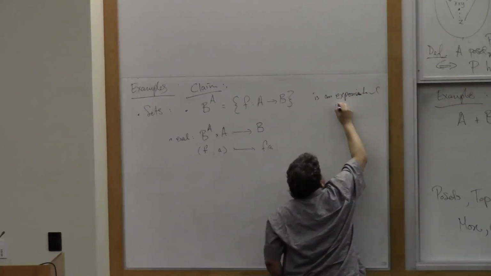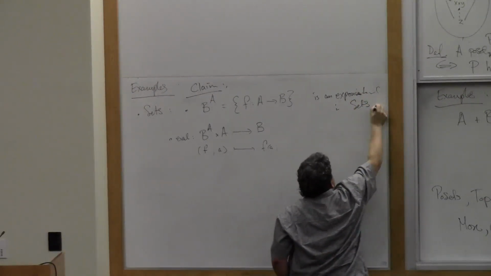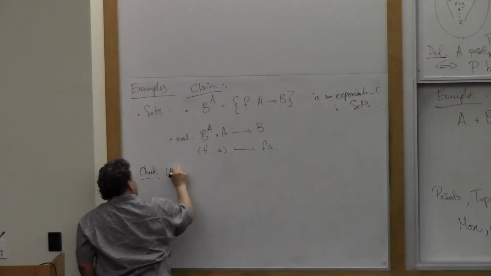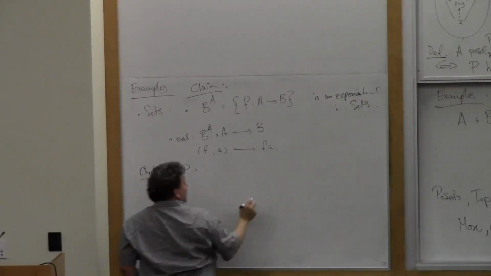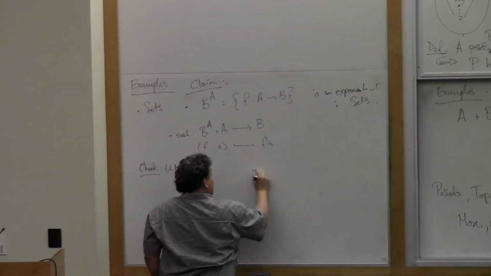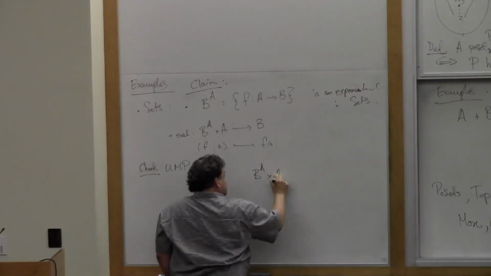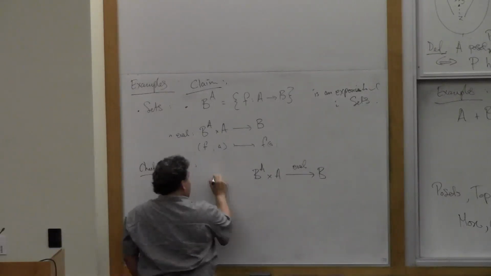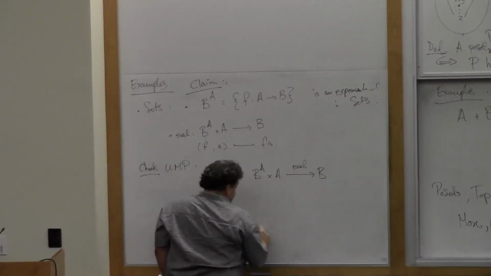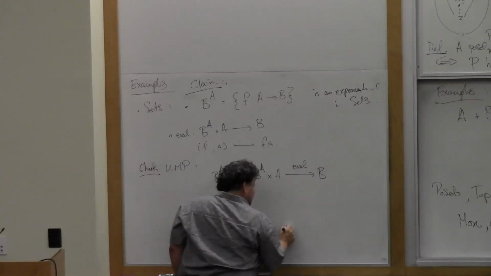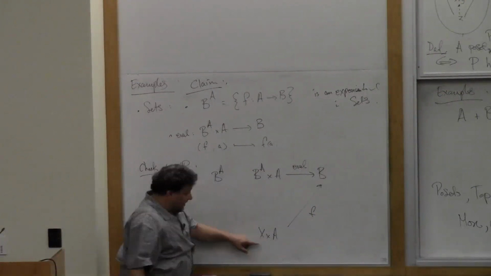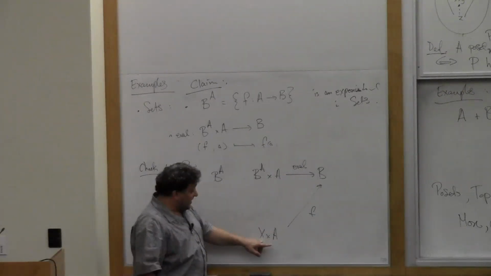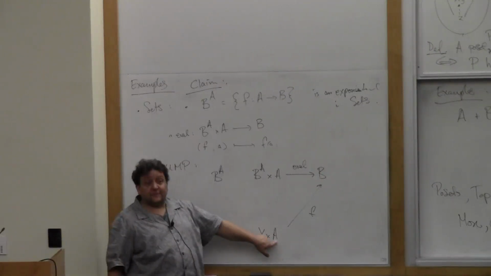Exponential in sets. So I have to check the universal mapping property. We'll just write it out in exactly the same way that I wrote it over there. I put the evaluation function right here. And now let's suppose, so here's b to the a. Suppose I have some function f on the product of these two sets into b. So this is a function in two arguments, right? It's got an argument from x and an argument from a.